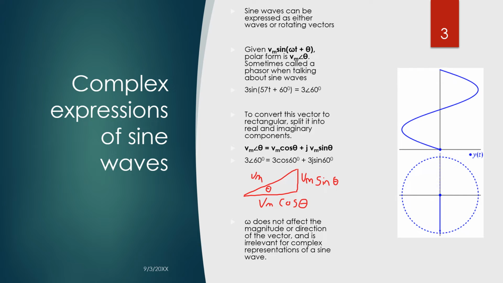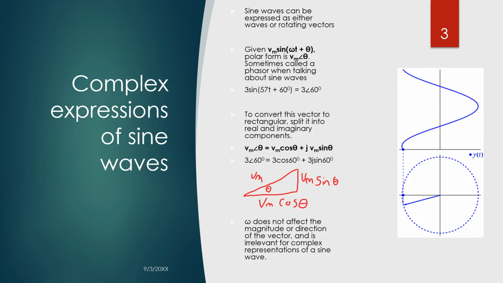So how do we actually get the complex expressions of a sine wave from the regular sine wave function? As it turns out, a sine wave can be expressed either as a wave as it normally is, or as a rotating vector, and anything that can be expressed as a vector can be expressed as a complex number. So in order to extract the complex forms of a sine wave from the equation, let's say Vm sine(omega t plus theta), in order to get the polar form of that, all you would do is take the amplitude Vm and put it at phase offset theta. That's it. It's not very complicated.